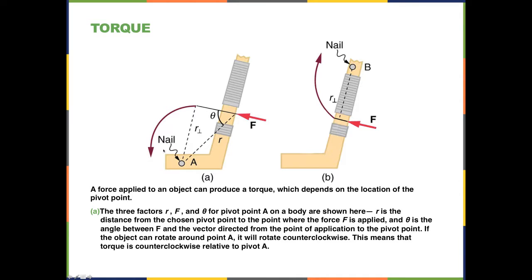In this case, one results in counterclockwise motion, the other results in clockwise motion. And it's all because the pivot point has changed. The other things are the same.